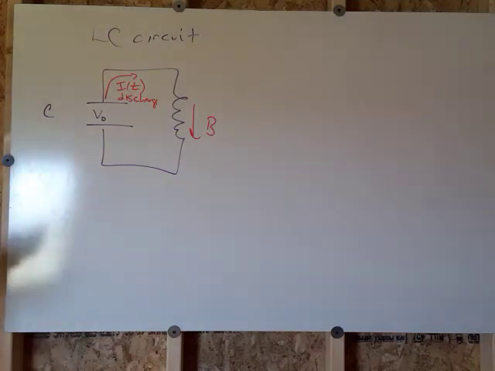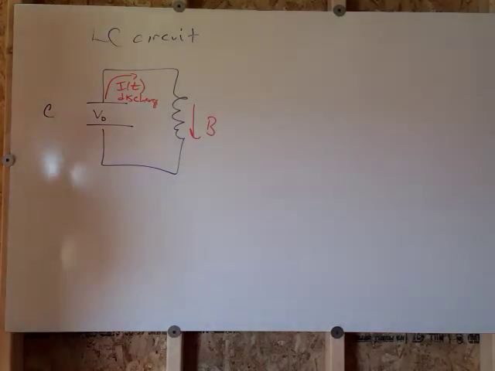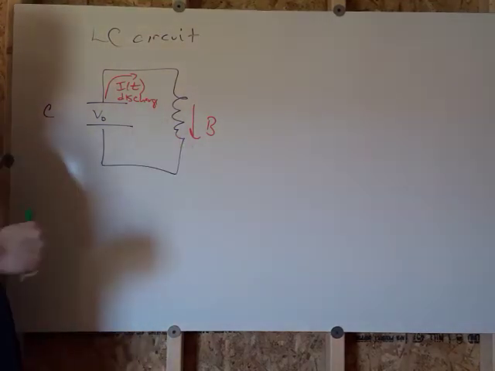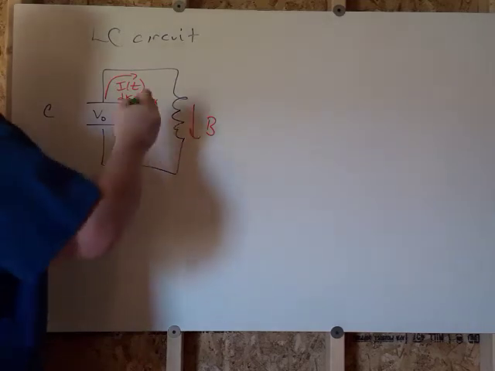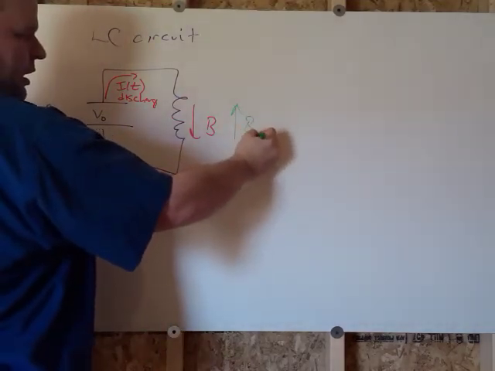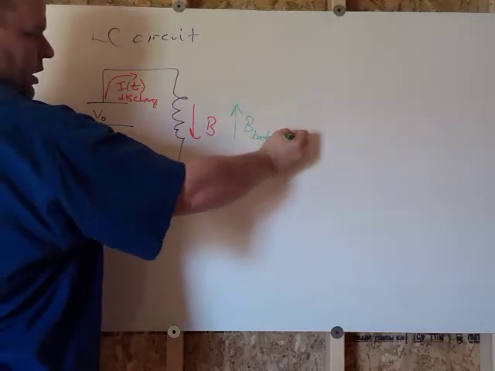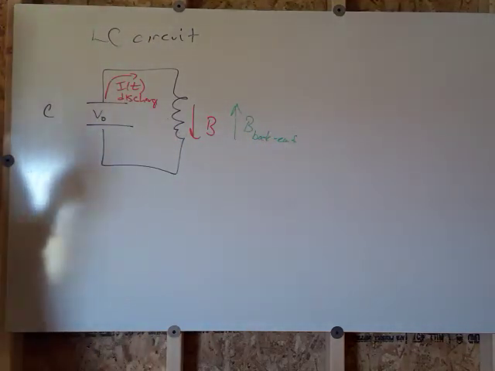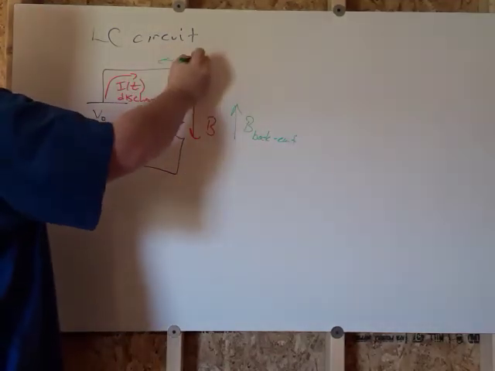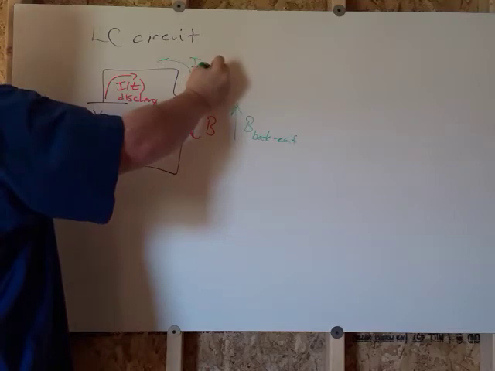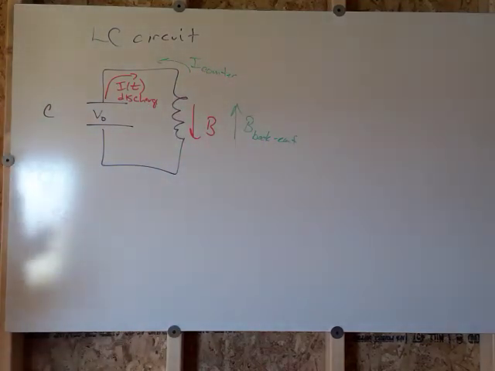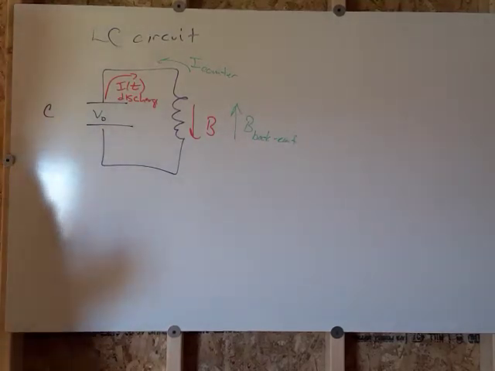Now that magnetic field induces a new current in this coil. And due to Lenz's law, it's got to undo the field that showed up in the first place. It's got to undo that flux, which means you have a back current or counter current flowing backwards. What that counter current does is recharge a capacitor.